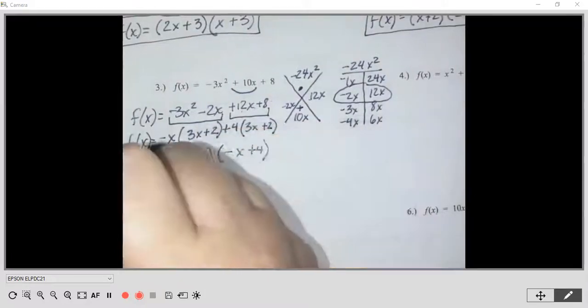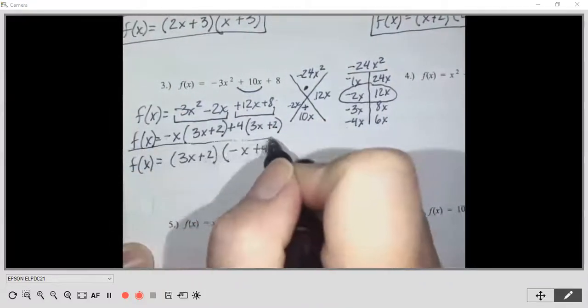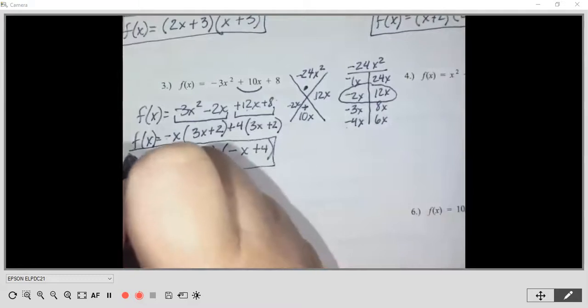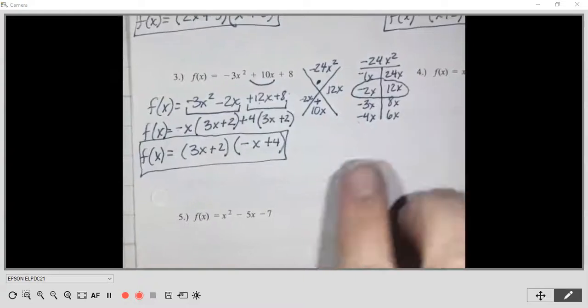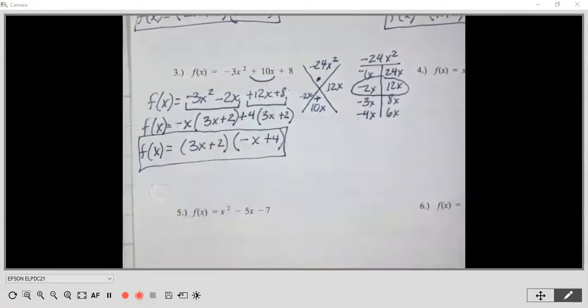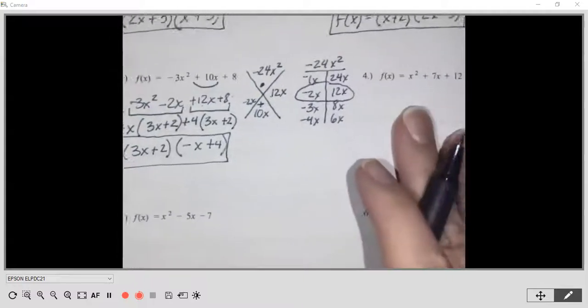And then I would check this by using the distributive property. If it's just for your homework, you can check it with Desmos just to make sure you're not taking too long, but knowing how to check with that distributive property is really important. Okay, number 4.